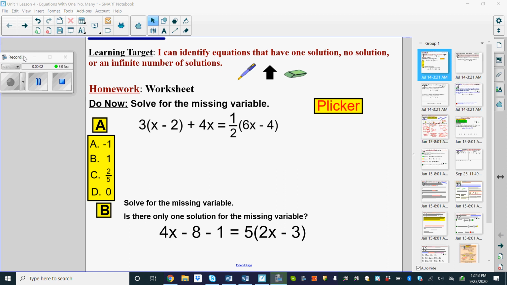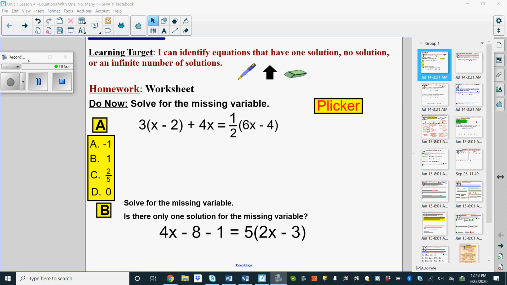All right, so this lesson is about Unit 1, Lesson 4, and the learning target is I can identify equations that have one solution, no solution, or an infinite number of solutions. So first we're going to start with the do now. The do now is just going to be us practicing how to solve multi-step equations.